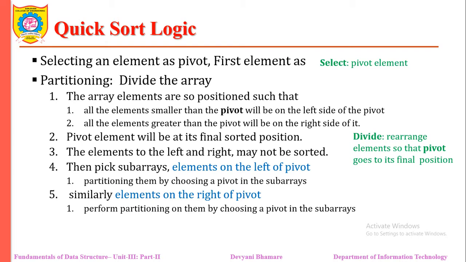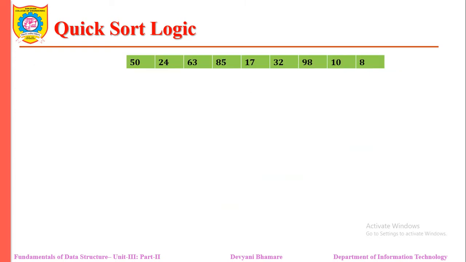So select a pivot element, divide, meaning rearrange the elements so that the pivot element is in its appropriate place. Then recursively we take all the sub-arrays, select the pivot, and again rearrange the elements as per the sorting. Let me show how it sorts.